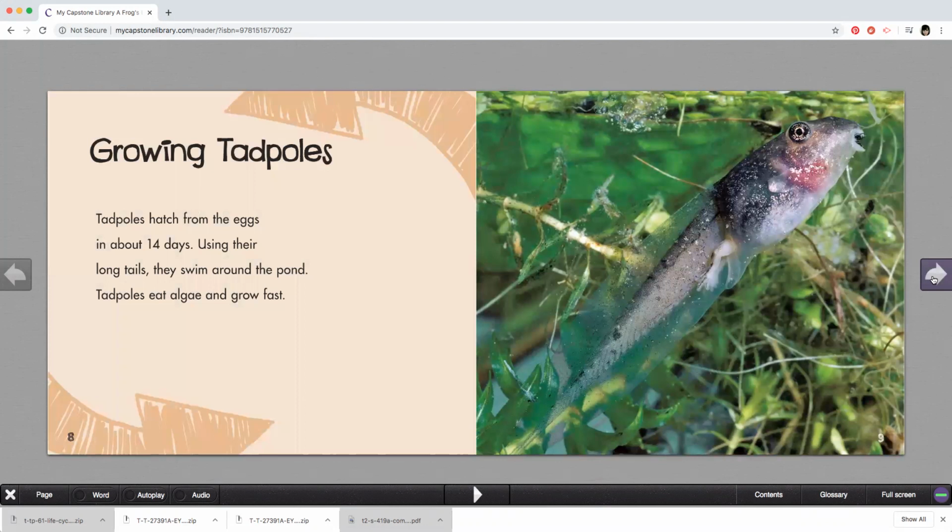Growing tadpoles. Tadpoles hatch from the eggs in about 14 days. Using their long tails, they swim around the pond. Tadpoles eat algae and grow fast.